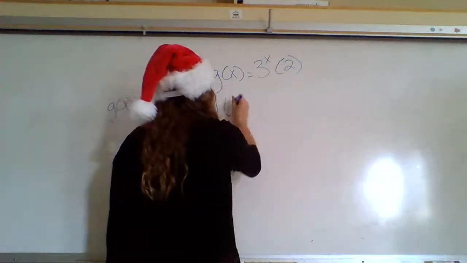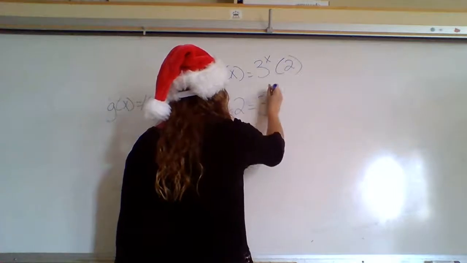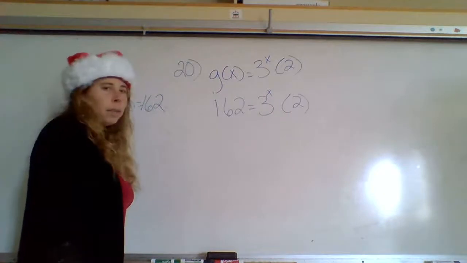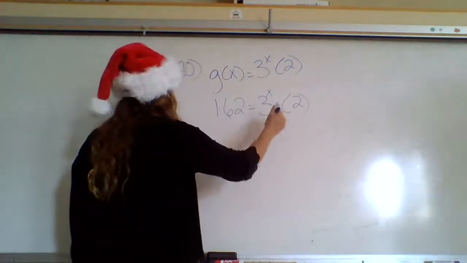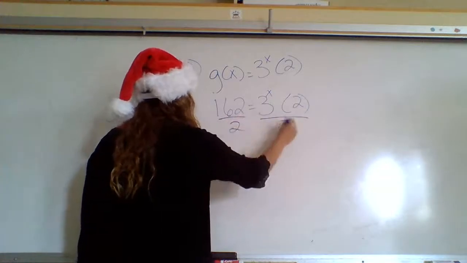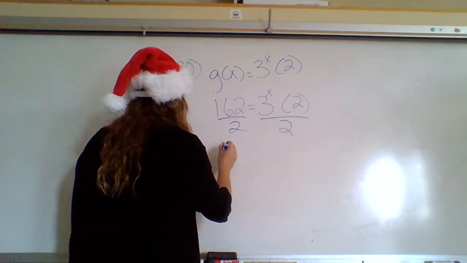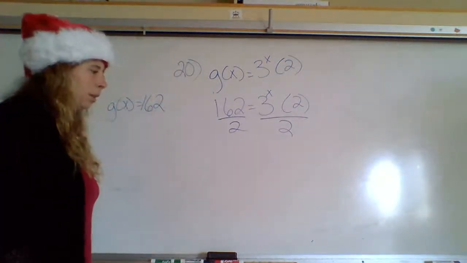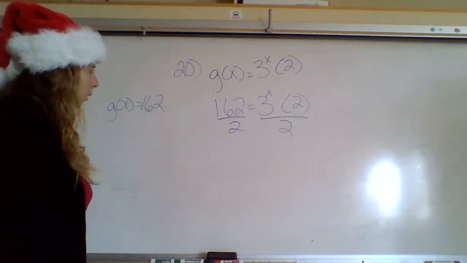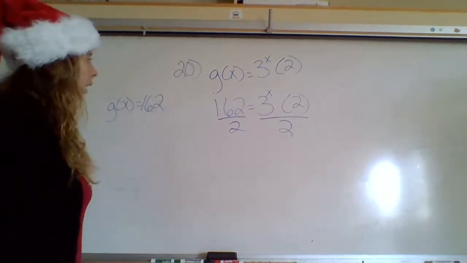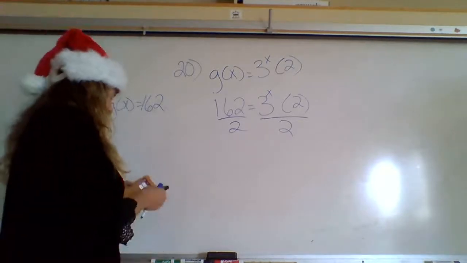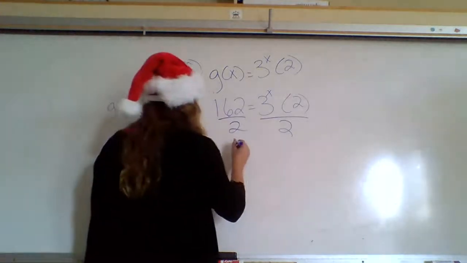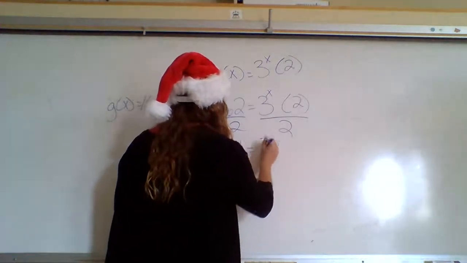So 162 equals 3 to the x times 2. Okay, so we're solving for x. The first thing you're going to do is get rid of this 2. So we're going to divide both sides by 2. 162 divided by 2. I can't do it. My brain's tired, guys. 80, 81. Oh, dear. Oh, hold on. Yeah, geez. 81 equals 3 to the x.